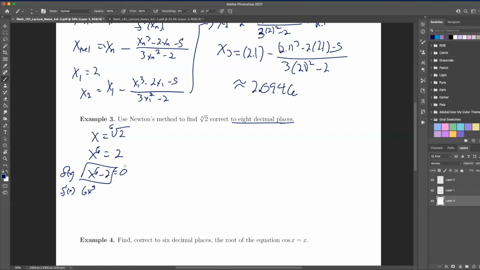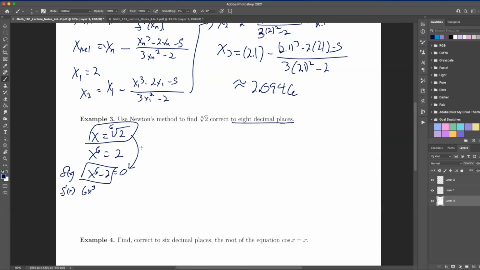And so finding this is the same thing as finding this. These are the same thing, right? The 0 of this function will be what x is for this. And so these are equivalent. You'll do something like this, but these will have different numbers. You do the same steps here. It says to 8 decimal places. So how are we going to find it to 8 decimal places?